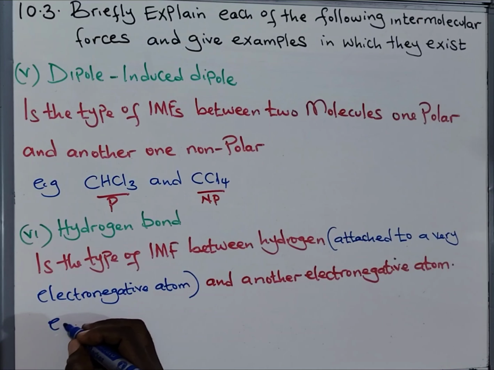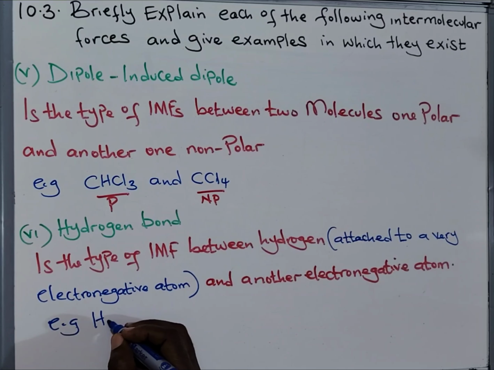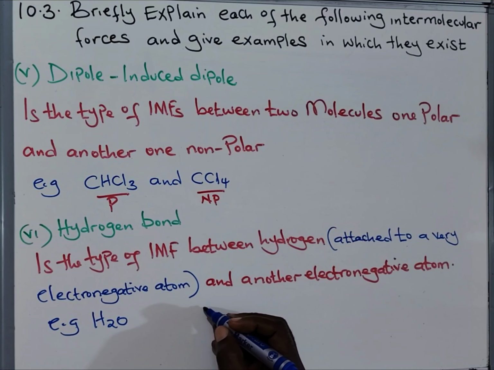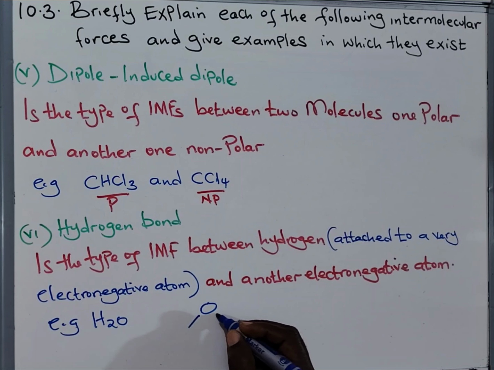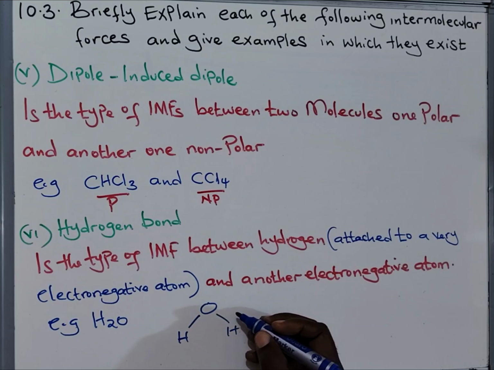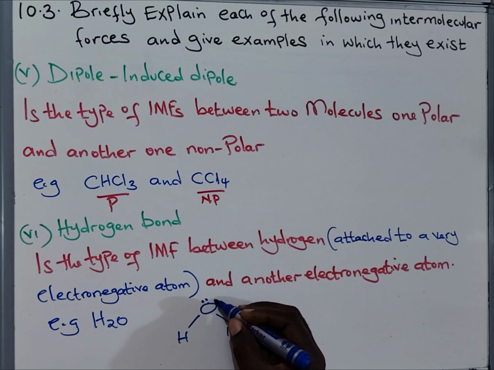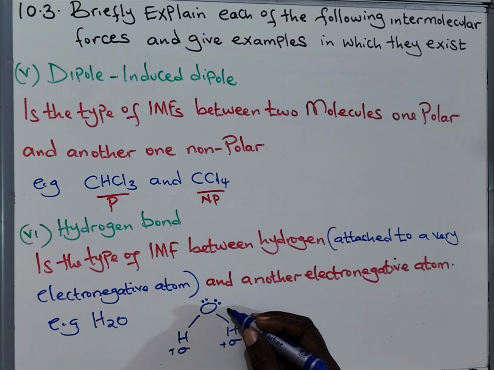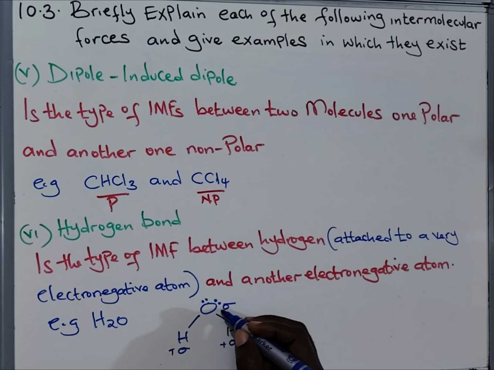So the example is between water molecules. Water is special. This is what we know about water: that we have this as its shape. There are two lone pairs here which are pushing it this way, and these hydrogens are positive. Meanwhile, oxygen is more electronegative compared to hydrogen, so it pulls electrons towards itself and becomes negative.